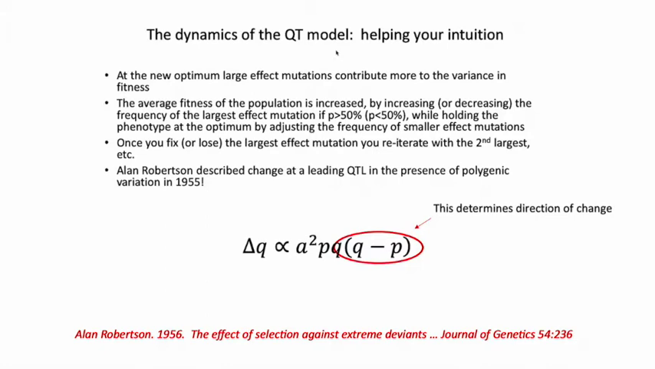So it's proportional to the effect size of that mutant, which is A squared, times its heterozygosity, much like the change in selection under the standard model, times the difference between Q and P, right? This difference determines the direction of change. If the allele frequency got over 50%, it's going to go the rest of the way to fixation, and if it didn't get to 50%, it's going to be lost. That's really weird, and that 50% depends a little on what you assume about dominance. So that's under an additive model.